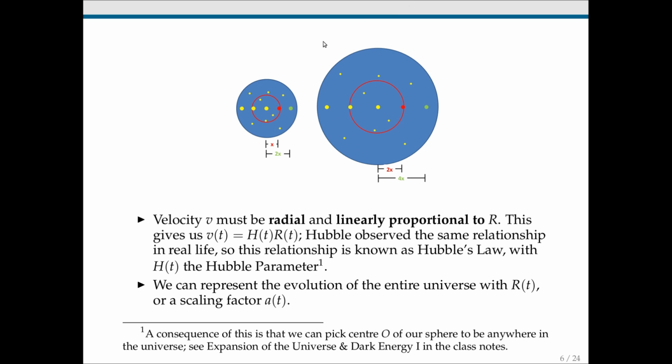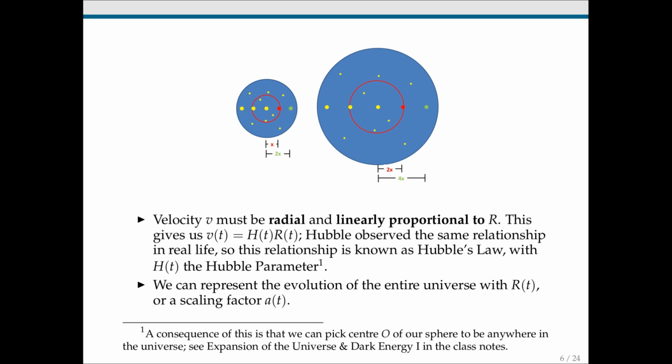Now let's consider the red dot here and the green dot here. Initially, the red dot is at a distance x away from the center, as denoted below here. And this green dot is at a distance 2x from this one. Now, after the universe expands by a factor of 2, this red dot is now 2x away from this one, and this green dot is now 4x away from this one.